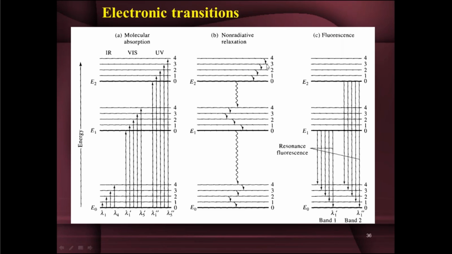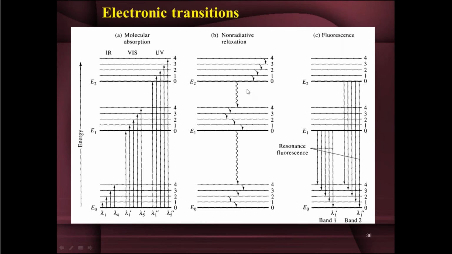This is a wavy arrow from 4 vibrational level to 3, from 3 to 2, 2 to 1. That is, there is a decrease in energy. But here it is small energy releases, and these are called the vibrational relaxations. Now you come to this. Once it reaches E2, then this electron may undergo a further relaxation.